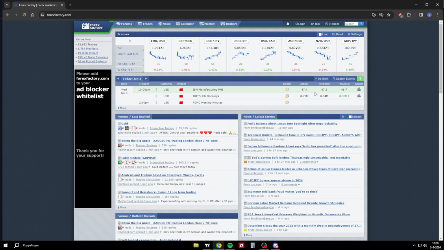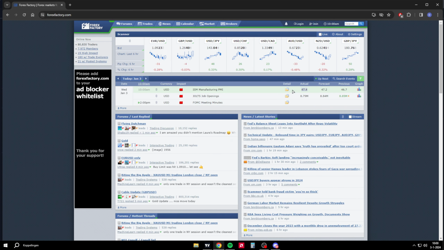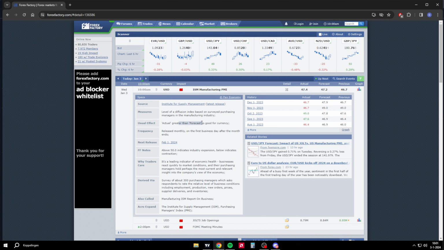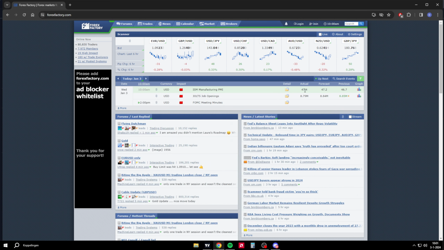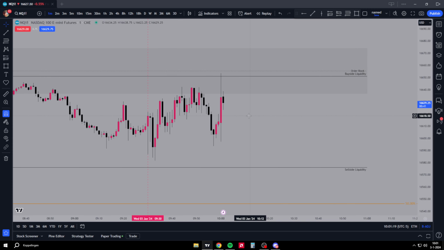Alright, JOLTS is here as well. Greater than forecast is good for currency. This is greater, so it's bad for the S&P. So this was bearish, and then this was bullish for the S&P because it's worse for the dollar and good for the S&P. So we took that there, and now we have an anticipatory breaker here.